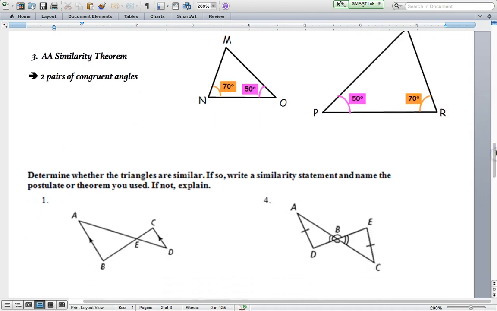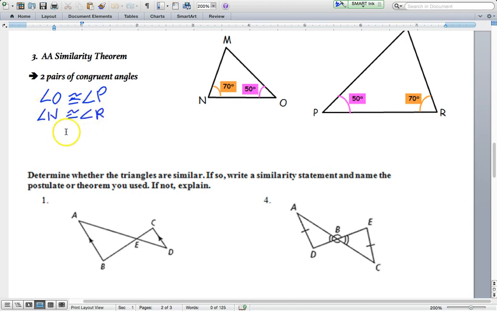So AA similarity. Okay, so this one's really simple. All you've got to see is that two angles are the same, and you know they're similar triangles. So right here we've got 50 and 50. So angle O is congruent. Remember, the angles have to be congruent. The sides have to be proportional. So we will use a congruent statement here, equals with a little squiggle over it. So angle O is congruent to angle P, and angle N is congruent to angle R.